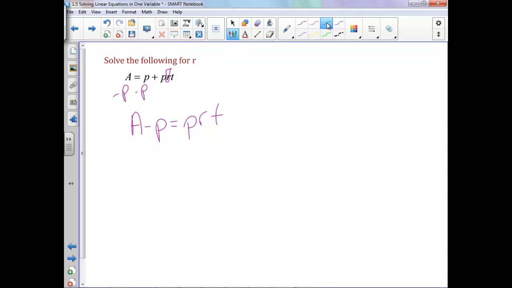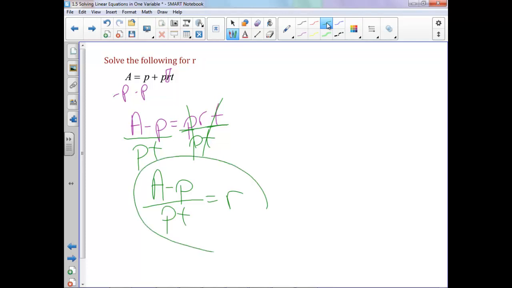Now notice this p and the t are getting multiplied by the r, so we can divide by both of them. Notice they'll cancel out on the right side. And divide by both on the left. So we're just left with a minus p over pt and r on the right side. Now notice r is by itself. And that is section 5.